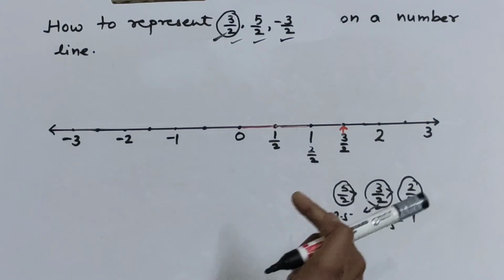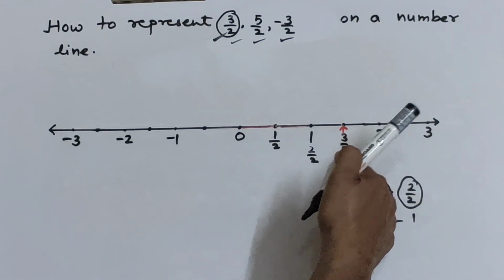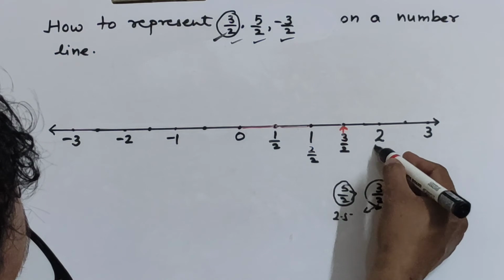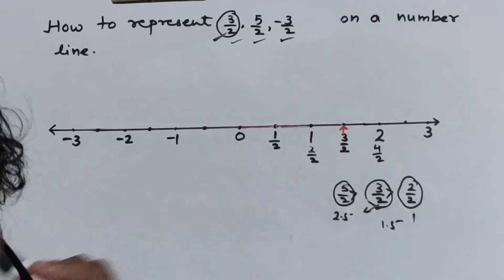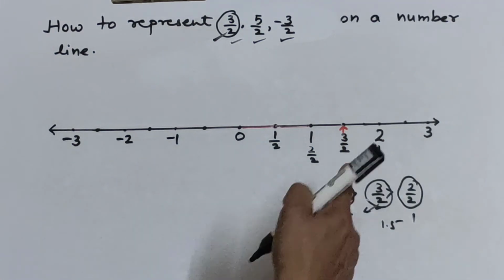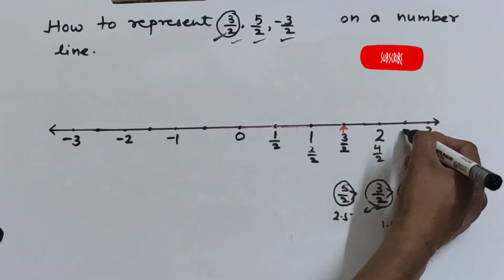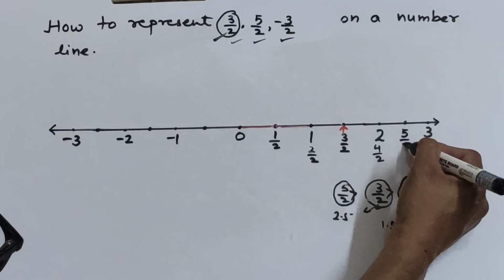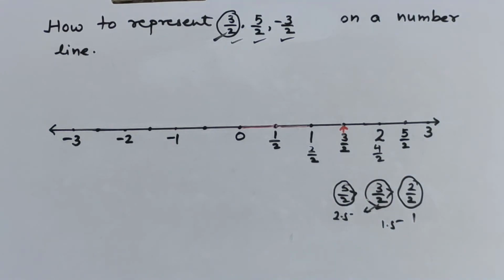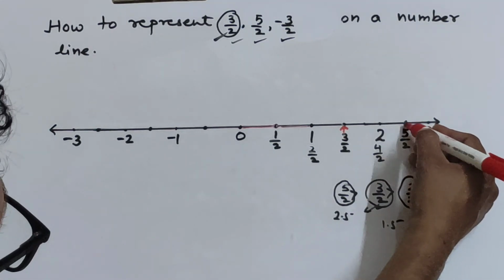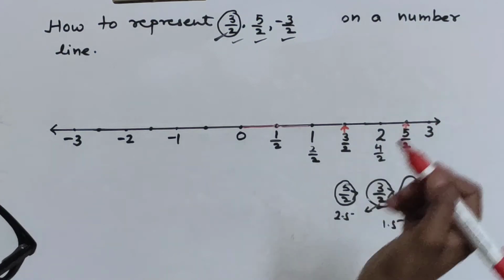Okay, so this is 3 upon 2, and after 3 upon 2 the next number is 4 upon 2, and 4 upon 2 means 2, correct? You can see 4 upon 2 is 2. And after this dot the number will be 5 upon 2. So you can see that I have represented 5 upon 2 over here. So this point represents 5 upon 2.